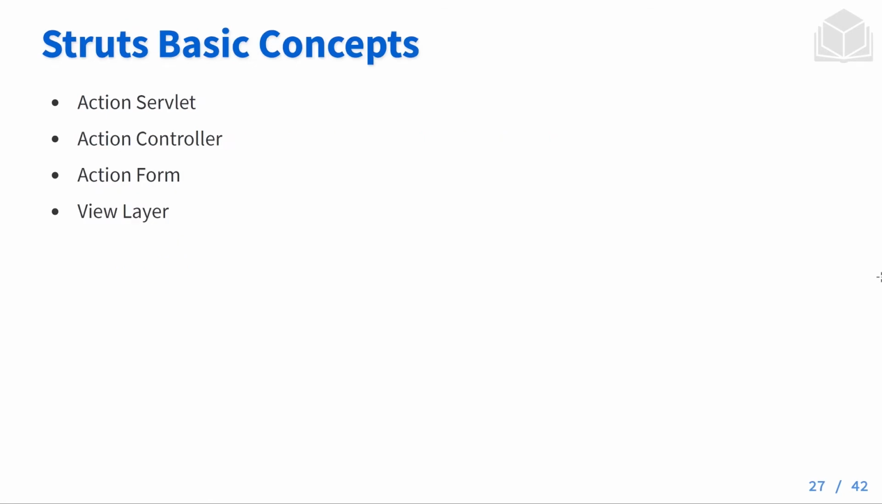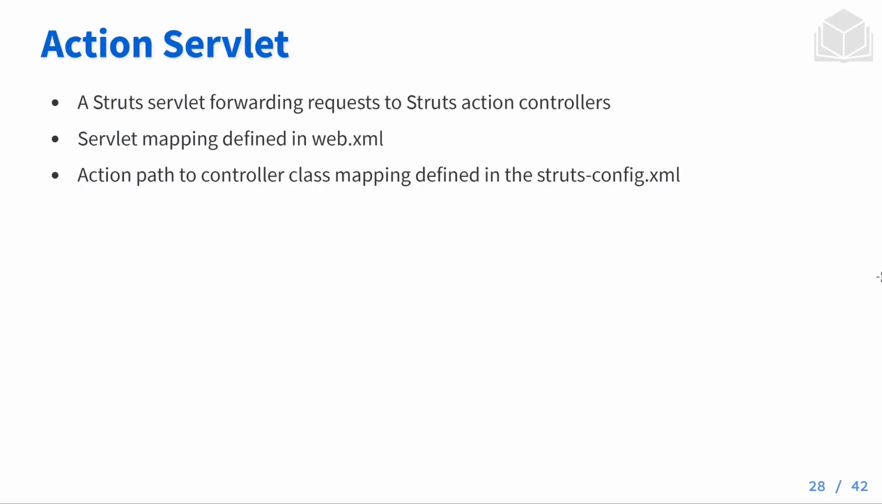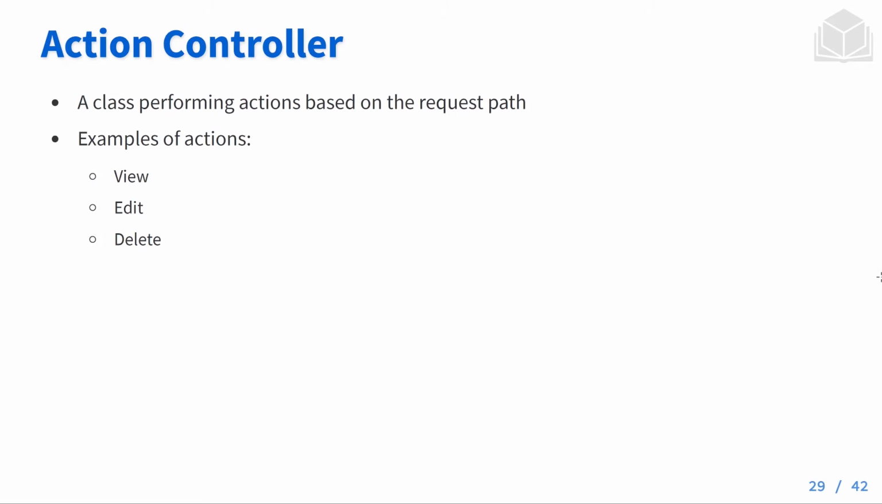Some Struts basic concepts to go over are the action servlet, the action controller, the action form, and the view layer. The action servlet is a Struts servlet forwarding requests to Struts action controllers. The servlet mapping is defined in web.xml, and the action path to controller class mapping is defined in the struts-config.xml. The action controller is a class performing actions based on the request path. Some examples of actions are view, edit, or delete.